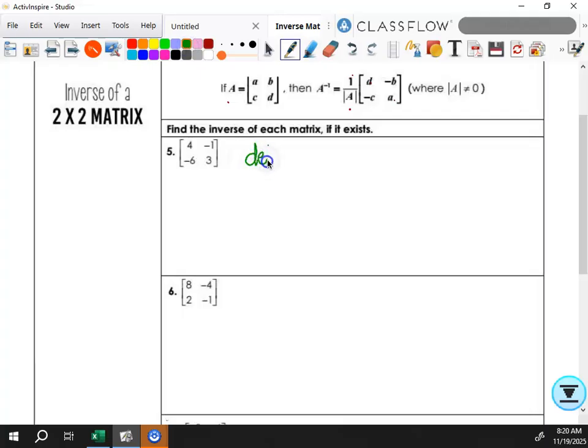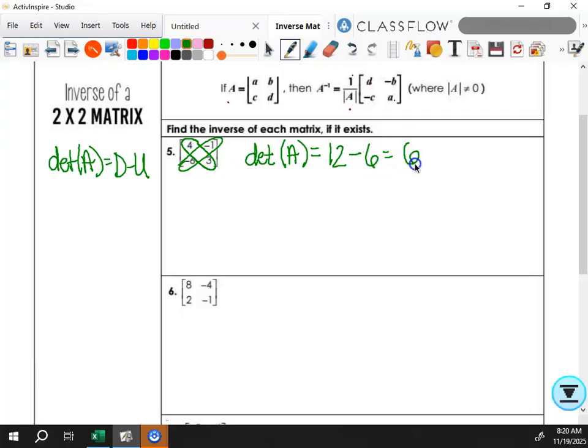So the determinant, and we'll just call it A, I guess. The determinant of A, this doesn't have a name. Remember, we take the down. So determinant of A, just as a little reminder, that is down minus up. 4 times 3 is 12 minus multiplying these, you get 6. So my answer is 6. Everybody okay with that?